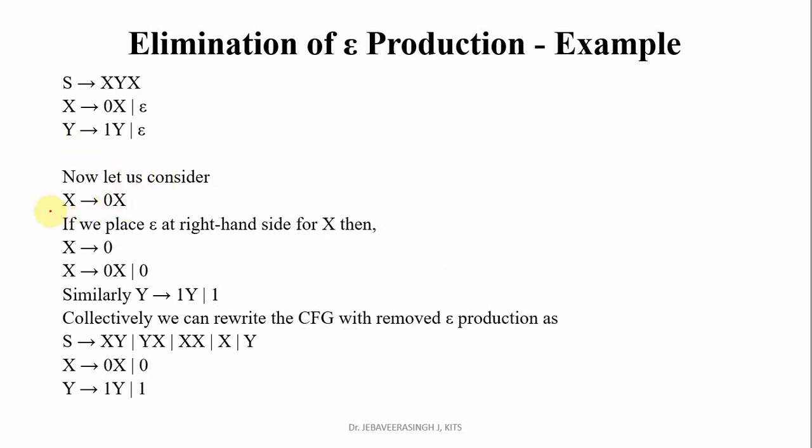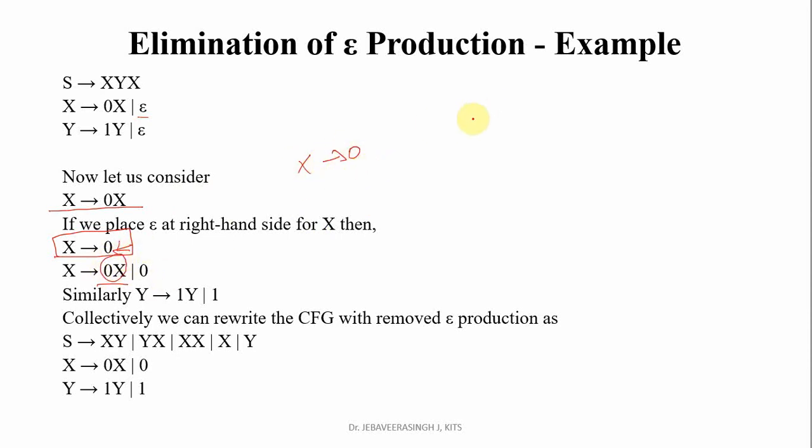Fine. Let's talk about x gives 0x. And if it is epsilon, it will be 0 only. But we have got the alternate production also, x gives 0x. Now most of the time what we may tend to write is, after trying to remove the epsilon production, we may have only this production, x gives 0. But we should have this production also.